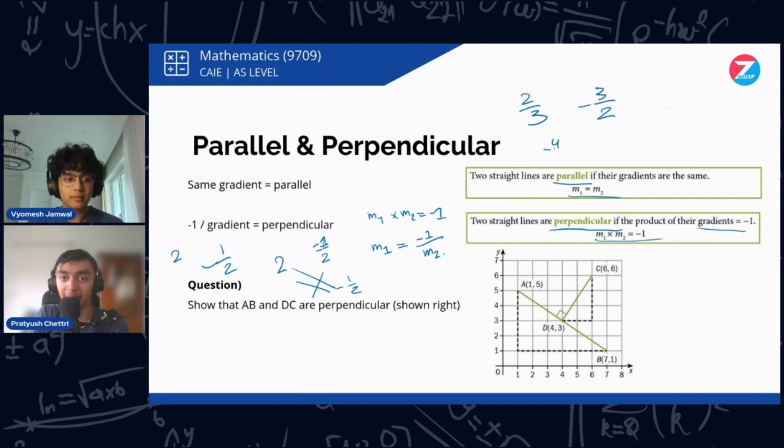Or if it's, like, minus 4 by 3, what's perpendicular to that? 3 by 4. So you flip it to positive. Very nice and simple trick.